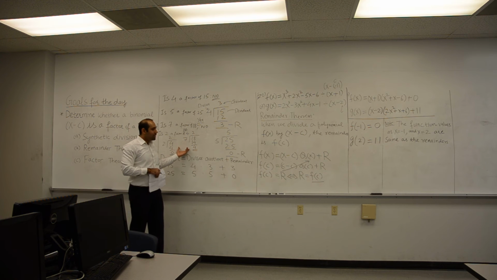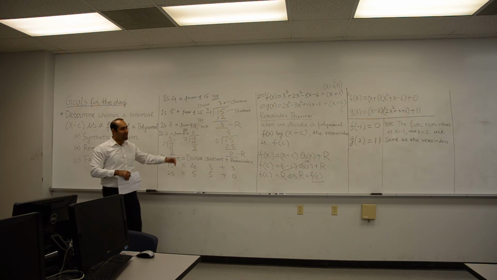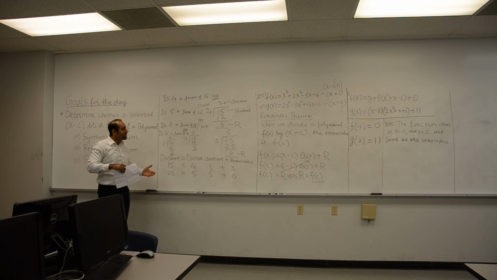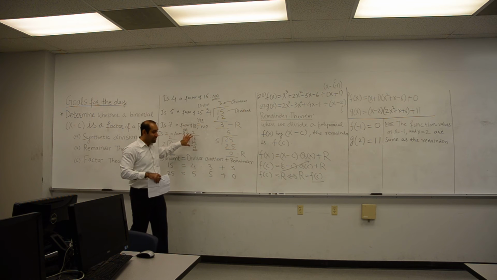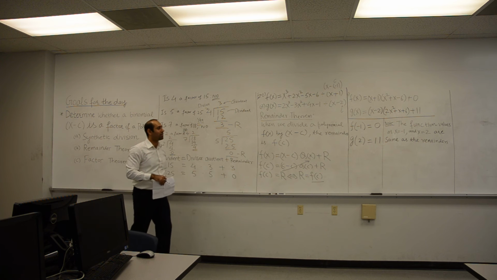And the same idea that we observe in these numbers can be extended to polynomials, and we can figure out whether a given binomial is a factor of a given polynomial. And for that, what do we need to see? In these four cases, what are we looking at? The remainder. If the remainder is 0, we say it's a factor. If the remainder is non-zero, we say it's not a factor.